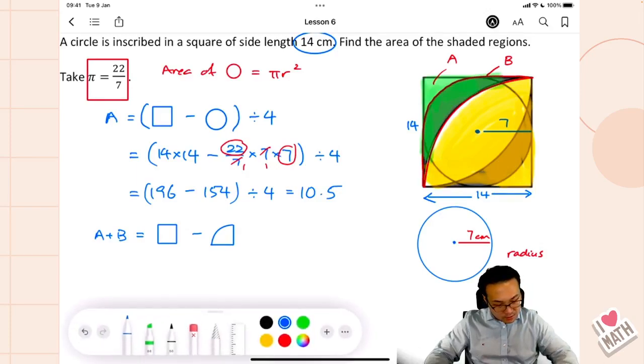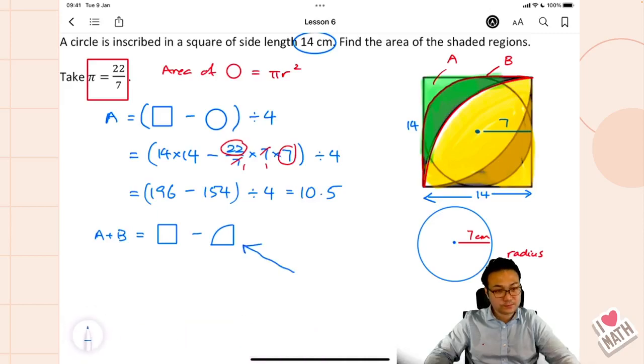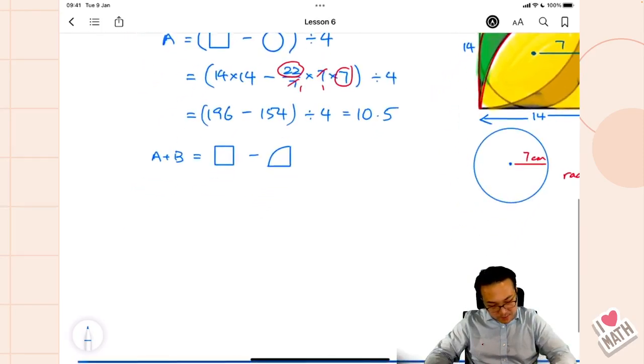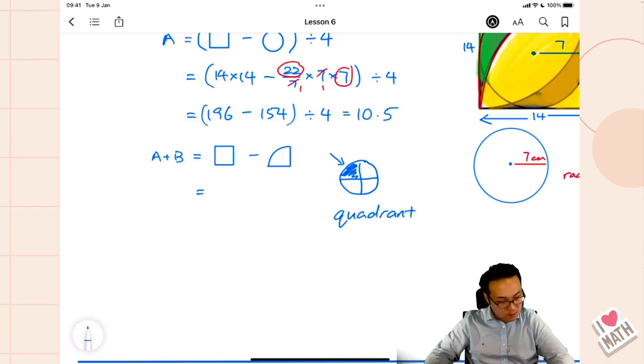What is this shape, students? Anyone knows? Yes, very good, Lisa. Yes, quadrant. So we take the square minus the quadrant. What is a quadrant? Do you realize that when you cut a circle into 1/4, you will get this shape? It is called a quadrant. It means 1/4 of a circle. So the square is 14 times 14, which is 196, minus away the quadrant. Quadrant is 1/4 of a circle.